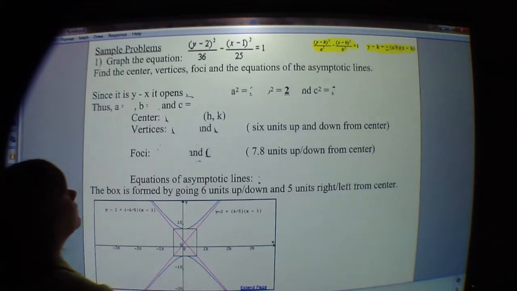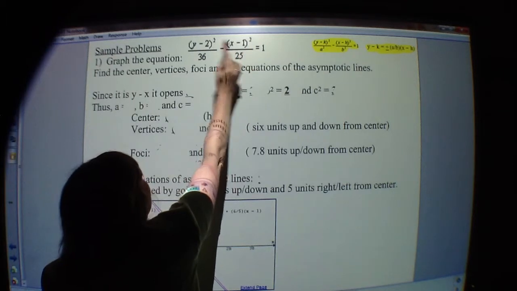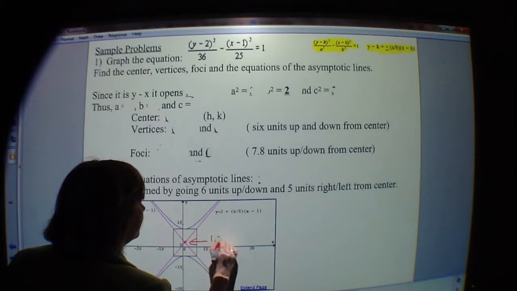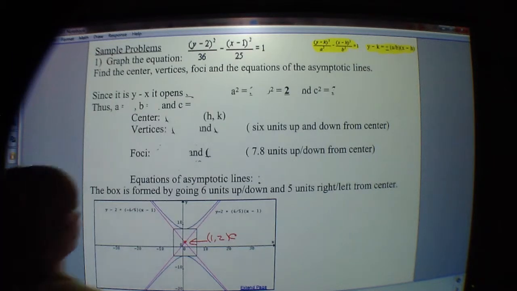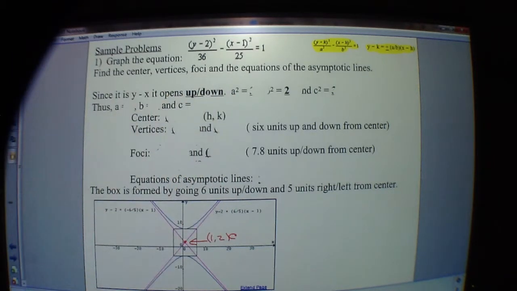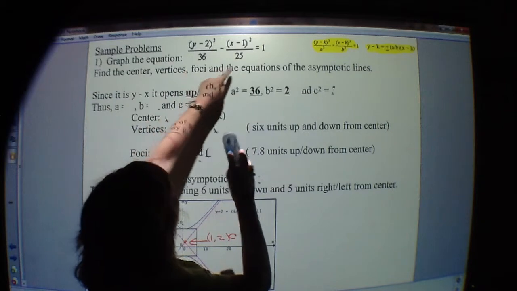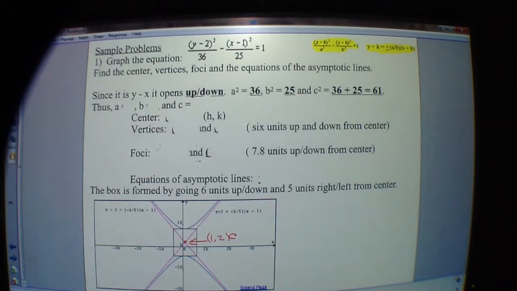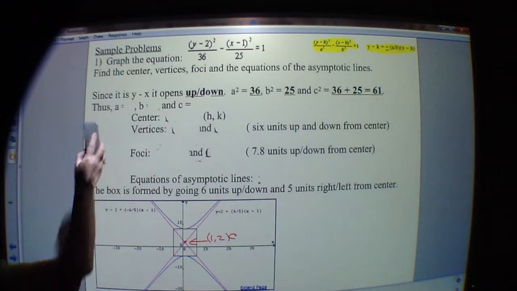If I were drawing this, I would draw my center first. My center is at (1, 2). I said it already opens up and down because the y squared is positive. 36 is a squared, 25 is b squared. If you do the formula a squared plus b squared equals c squared, you'll get 61 for c squared. So a is 6, b is 5, and c is 7 point something, close to 8.